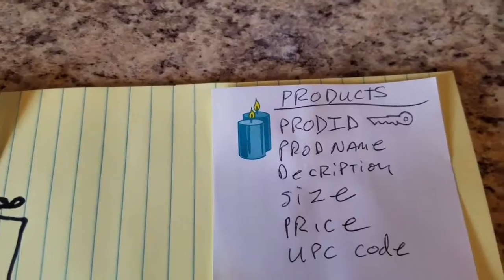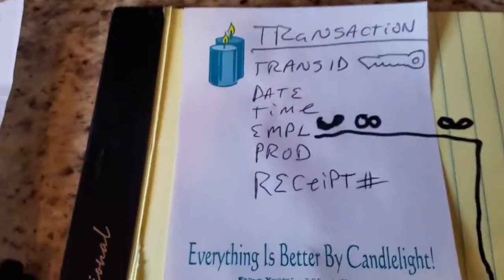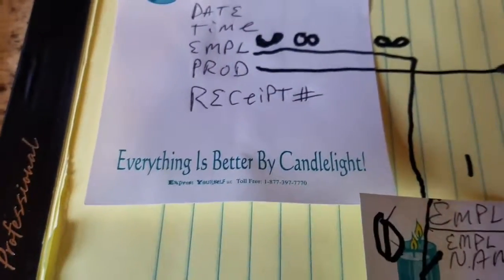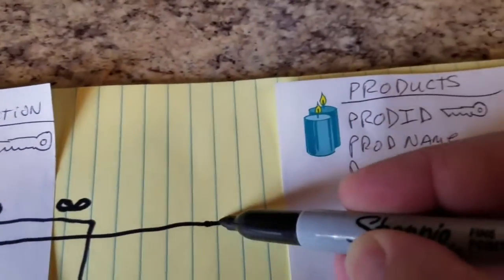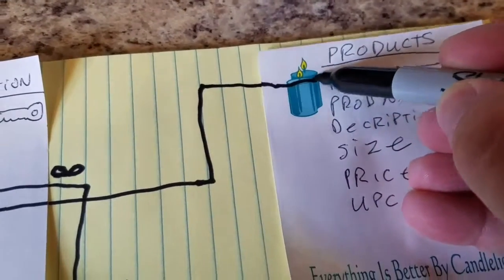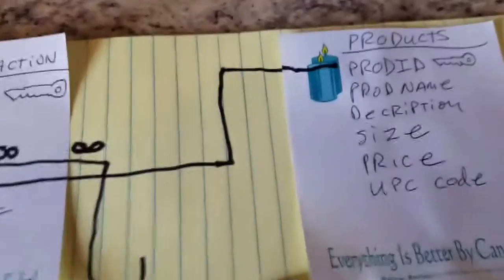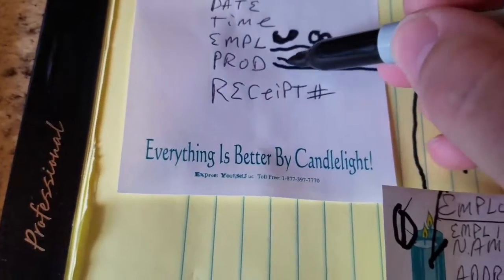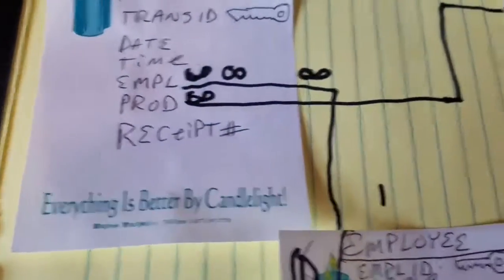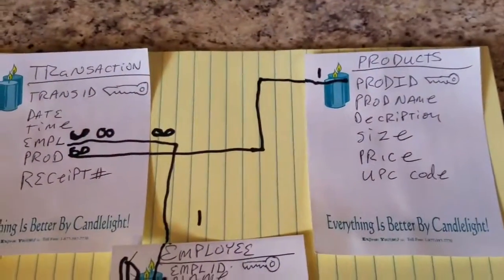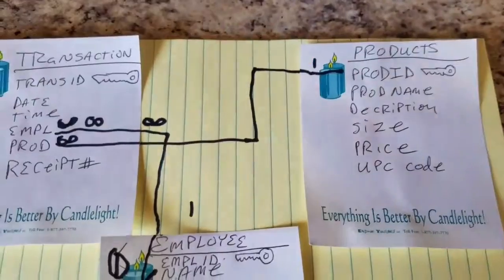Okay? The products then, the product ID, the product we're selling, is also going to have, hard to draw and hold the camera. Same thing here. We're going to have one product can be sold many times in many different transactions. So that relationship just between those two tables is going to be one to many.